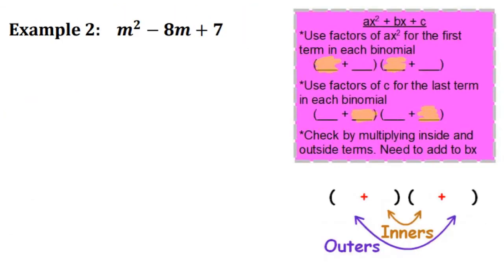Okay, here we go. Example 2, we have 1m squared minus 8m plus 7. And we are going to start with the first step. Remember, factors of that a, x squared. So we're looking at the coefficient in front of x squared. In this case, it's just a 1. So I'm going to use 1 times 1. And then I'll look at our second step using factors of c. So that's the end of our trinomial here. And that's positive 7. So I'm thinking of 1 times 7 for my factors of c.